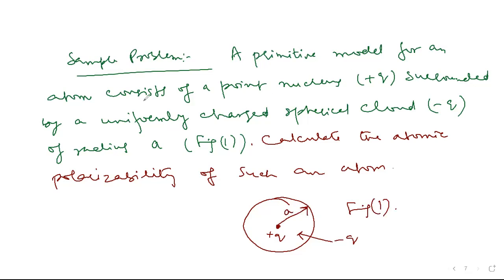A primitive model for an atom consists of a point nucleus plus Q surrounded by a uniformly charged spherical cloud minus Q of radius A, as shown in figure 1. Calculate the atomic polarizability of such an atom. This is the figure 1. Let us move to the solution. This is easy.